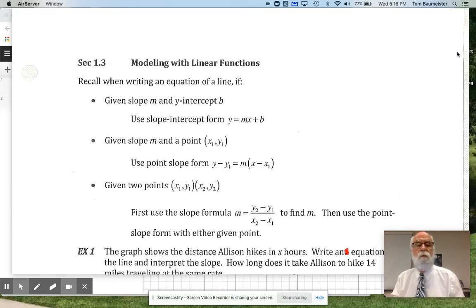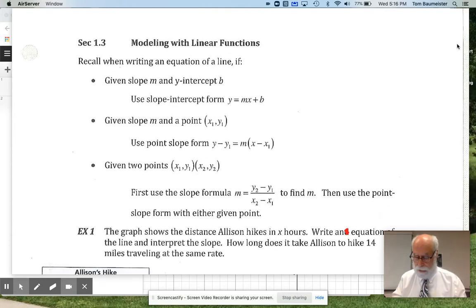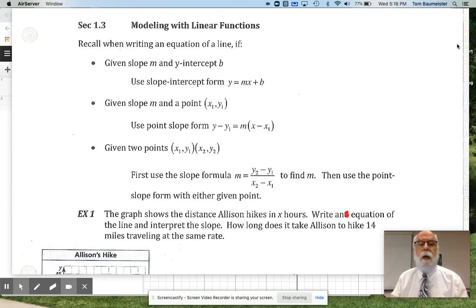And if you're given 2 points, (x1, y1) and (x2, y2), first use the slope formula, m is equal to y2 minus y1 over x2 minus x1, to find m. Then use the point-slope formula for either given point.